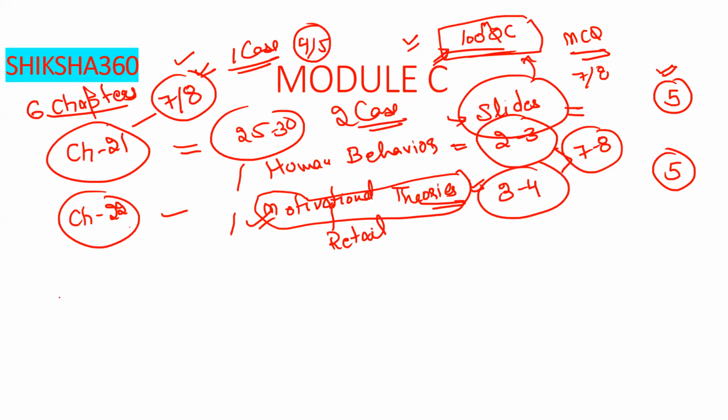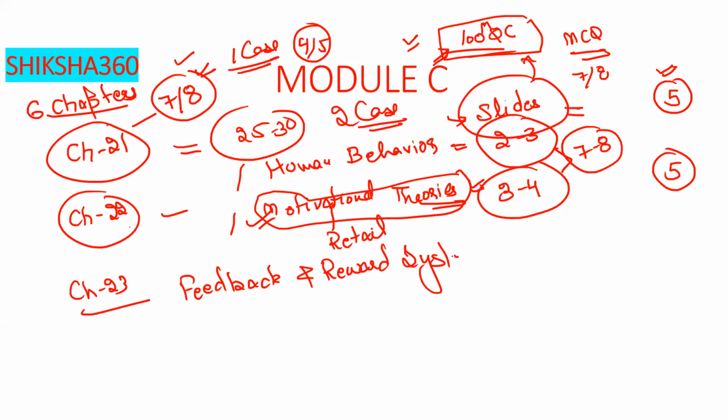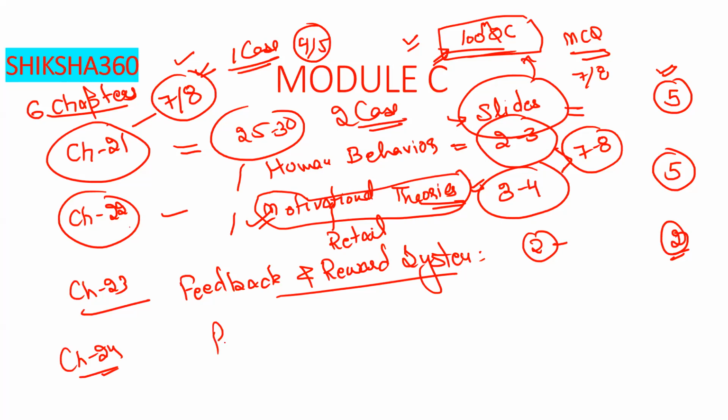Next one, chapter number 23, feedback and the reward system. Here, whatever slides I provide you, go through them, and we will be able to score 2 to 3 marks from that. Chapter number 24, performance management.